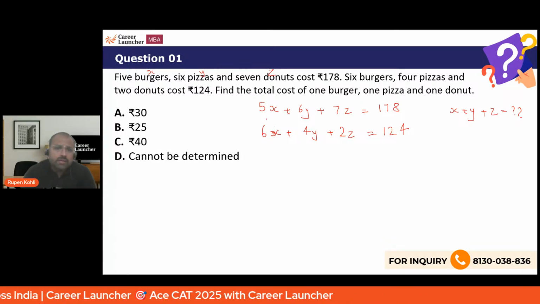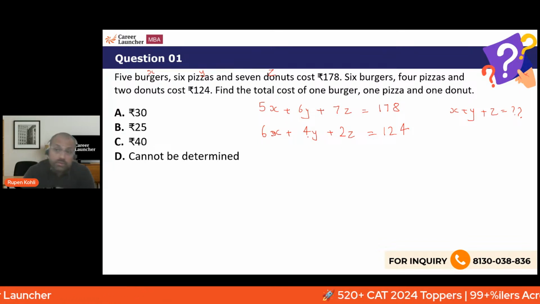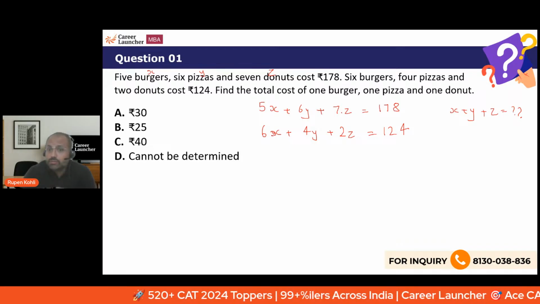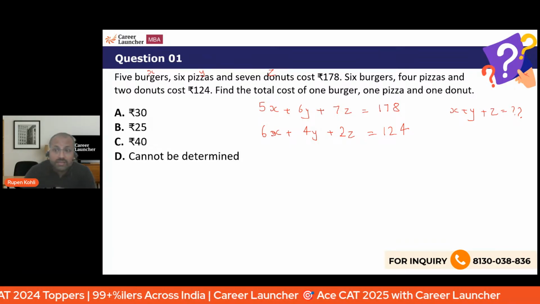Okay. But if I do it like this, 5 into 2 is 10. 10 plus 6 is 16. 6 into 2 is 12. 12 plus 4 is also 16. That gives me some confidence. Let me try with z also. If I do the same thing, which is 7 into 2, 14, and then plus 2 is 16.